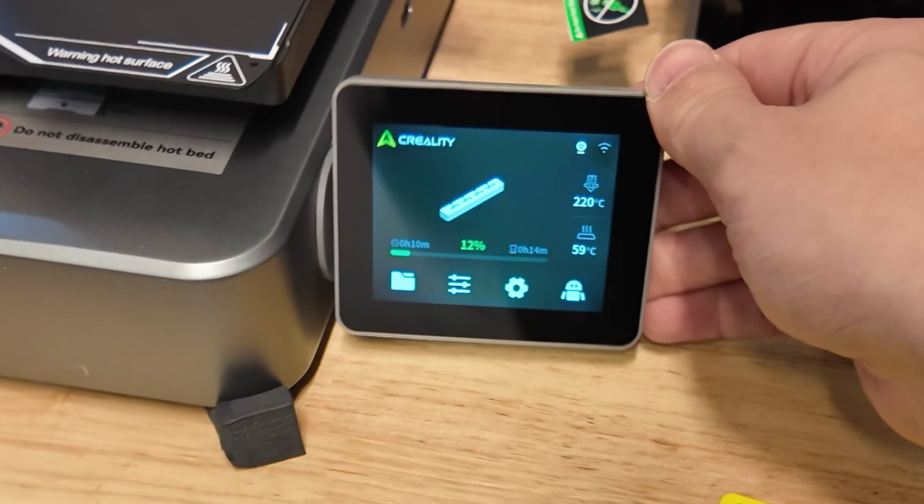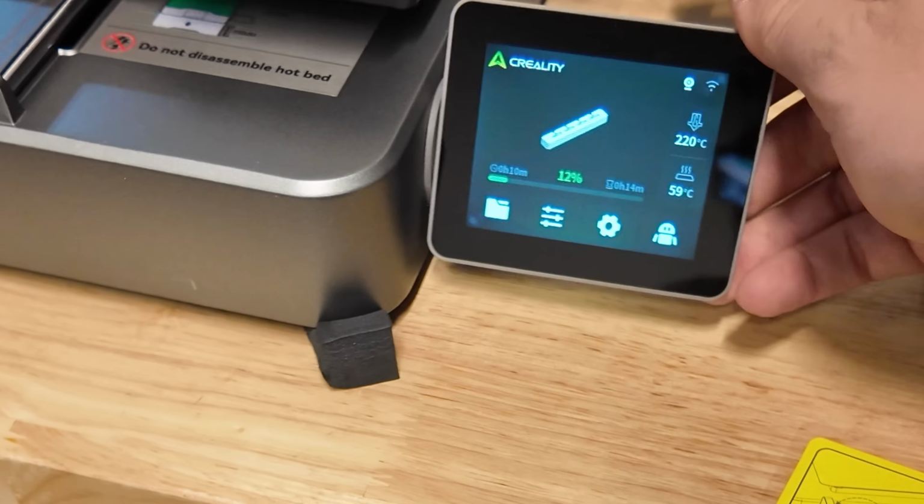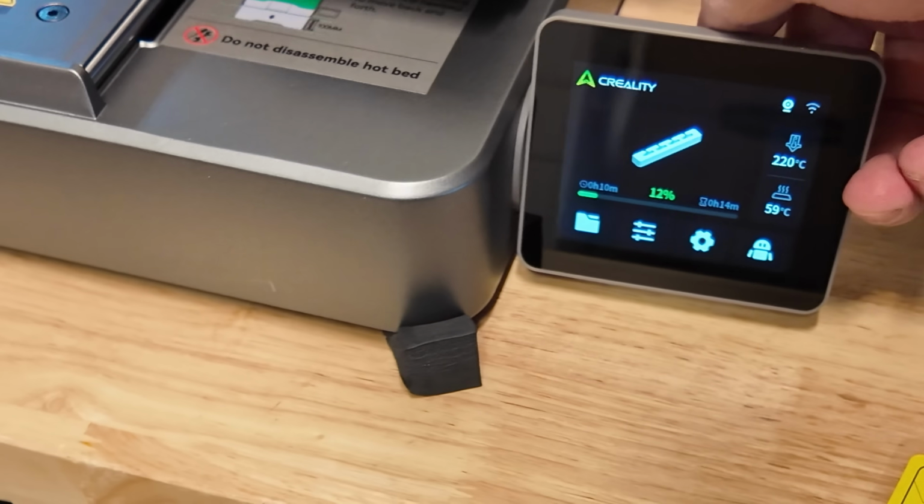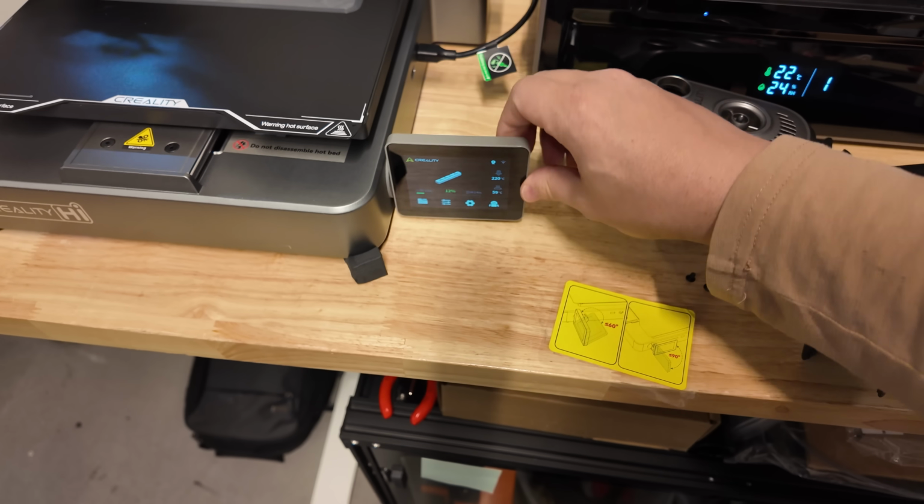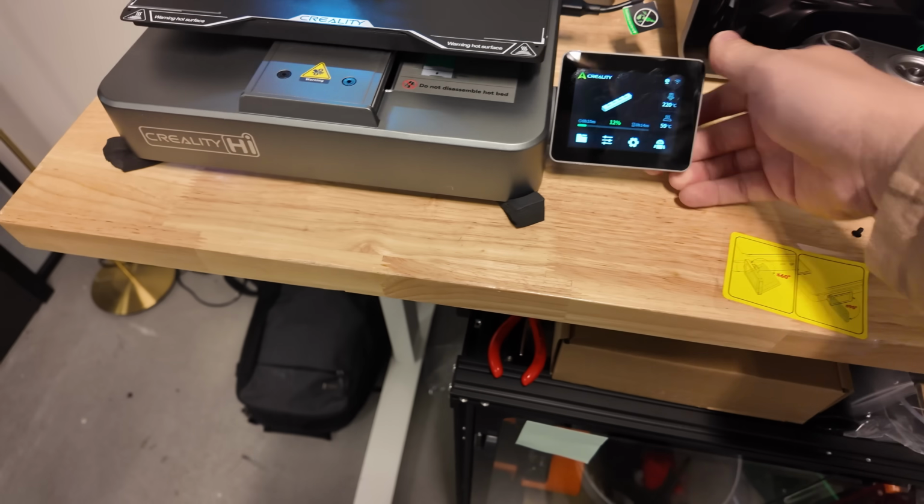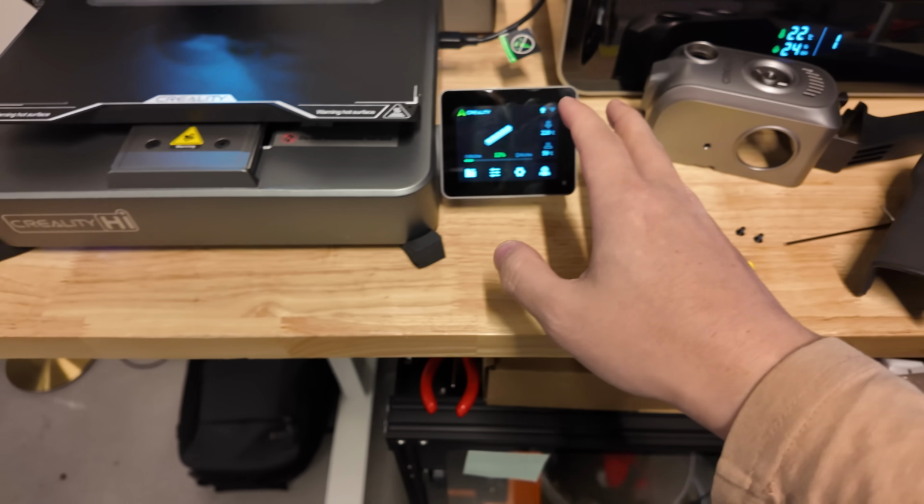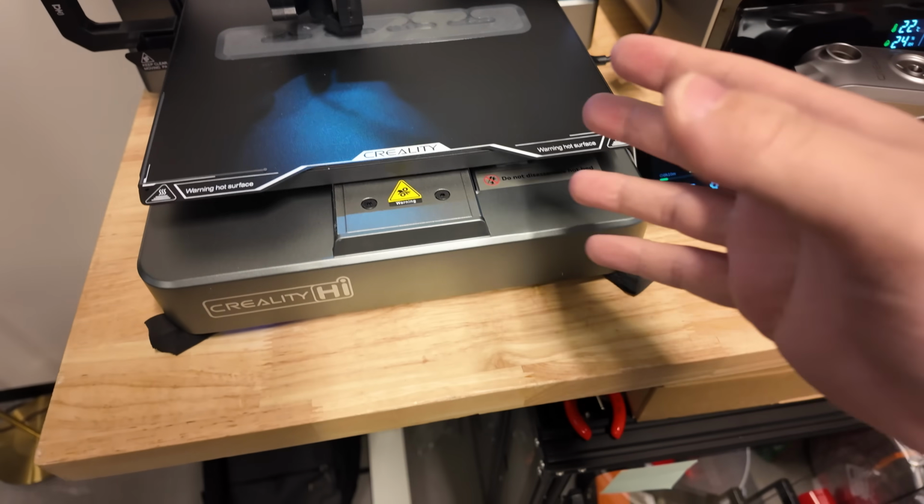Now, we've got a tilting screen here. I can tip this up and down. I can also fold this back. But this just gives me a couple more viewing angles, and it's a nice color touch screen. Again, really similar to the Bamboo Lab A1. You can kind of tell what they were benchmarking when they designed this printer.